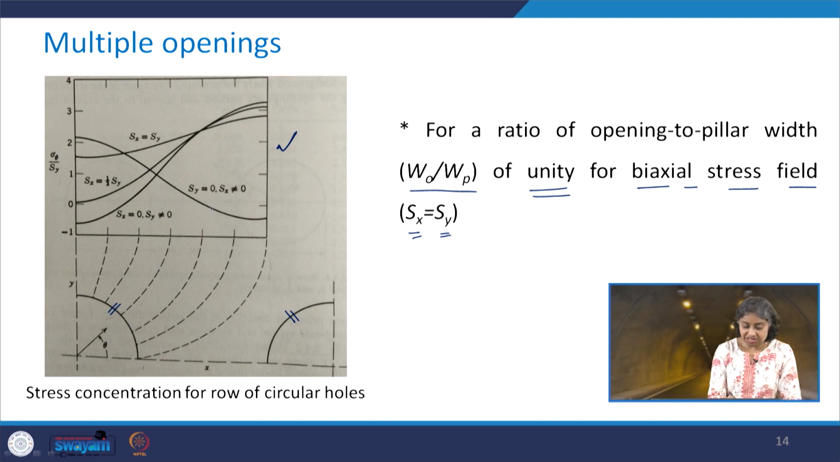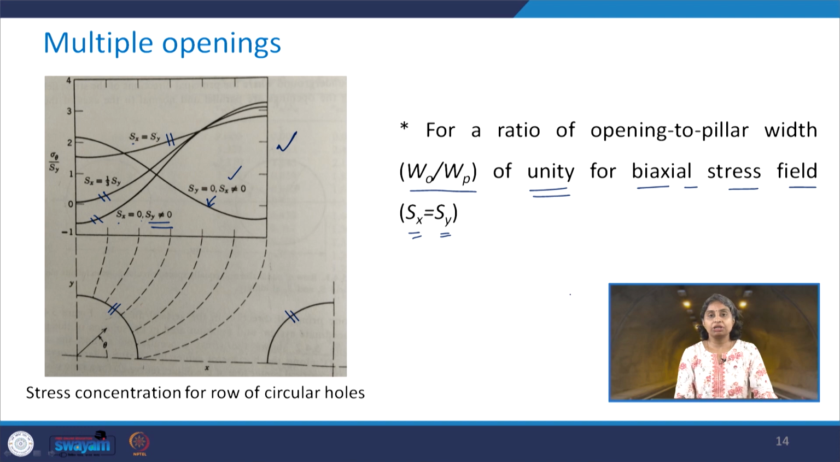So this was the curve for Sy equal to 0 and Sx not equal to 0. This is the curve where Sx is equal to 0 and Sy not equal to 0. This is the curve when you have Sx equal to Sy, and this is the curve when you have Sx equal to 1 by 3 of Sy. So with simple superposition you will be able to get the stress distribution corresponding to the biaxial state of stress.